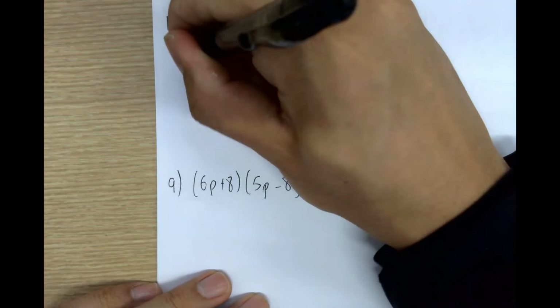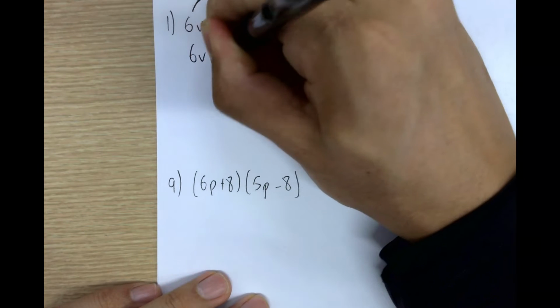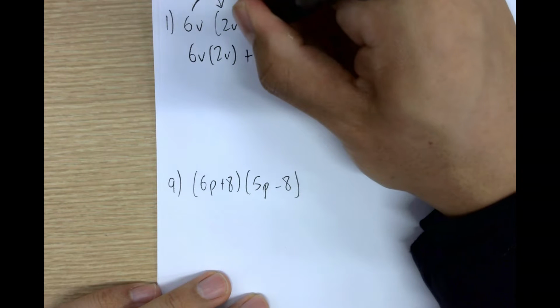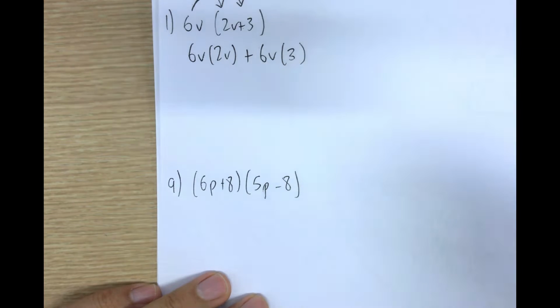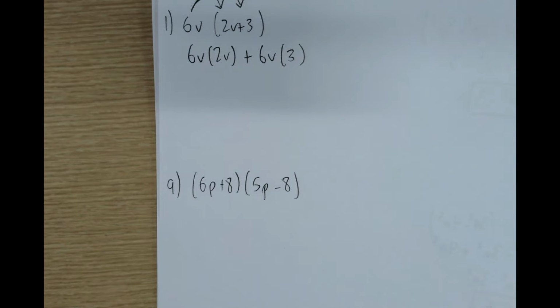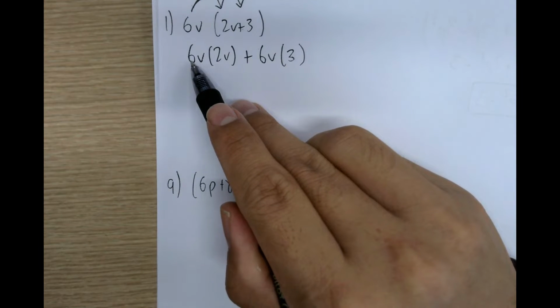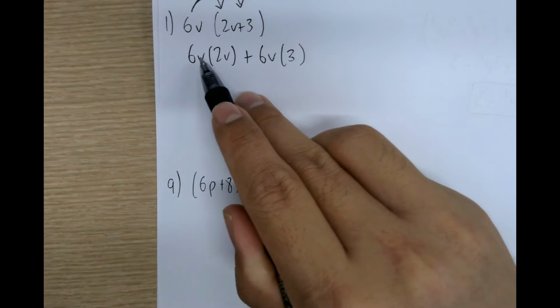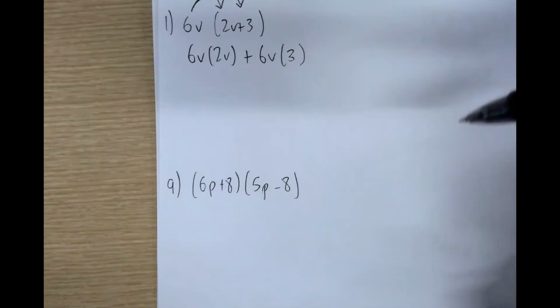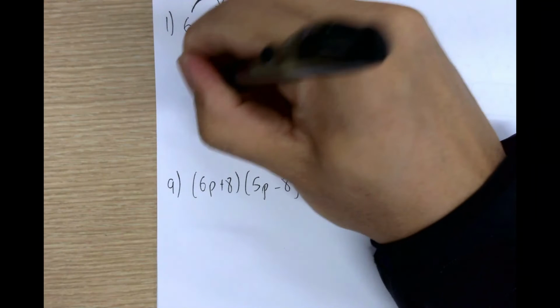So we would do 6v times 2v plus, and we know that's a plus because of this sign right here, 6v times 3. Okay. So again, this is number 1 on the other multiplying polynomial sheets. So all we have to do now is distribute. So you can see here this is going to be 6 times 2 and v times v. This is going to equal 12v squared.